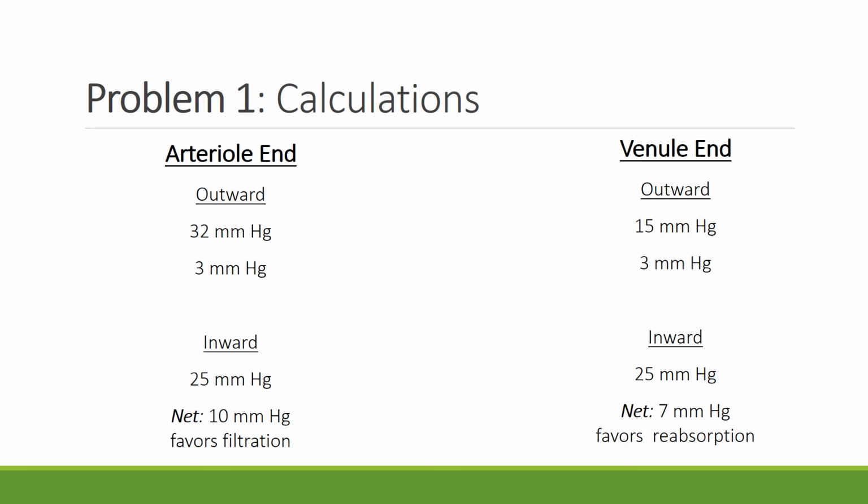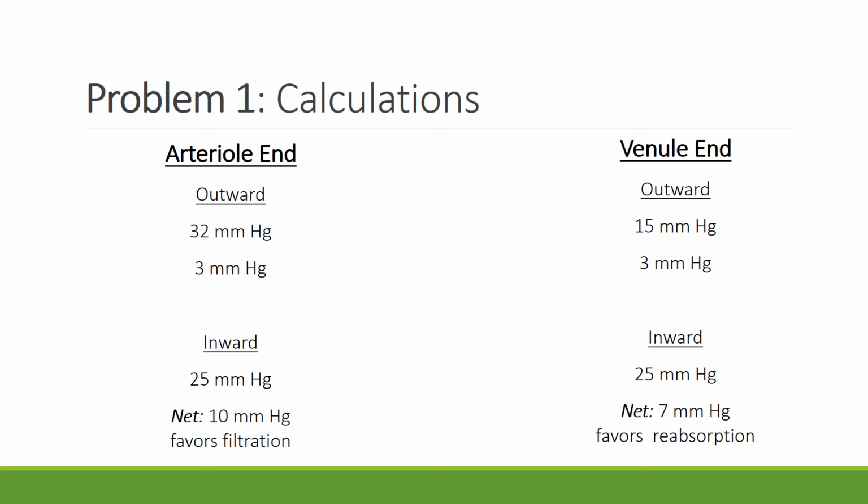Based on the previous slide, let's calculate the direction and magnitude of movement of fluid at both the arterial and venual end. Let's look first at the arterial end. The outward movement of fluid there is 32 millimeters of mercury and 3 millimeters of mercury. The inward movement is 25 millimeters of mercury. If you add 32 and 3, you have 35 millimeters of mercury moving outward and 25 millimeters of mercury moving inward. The net gain, or the net difference, is 10 millimeters of mercury favoring filtration, which is the outward movement.